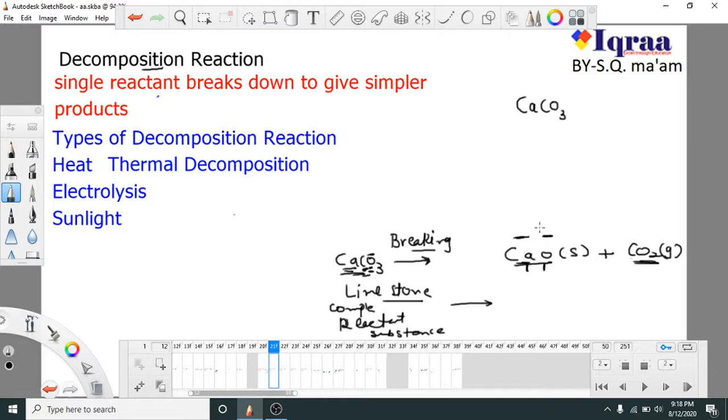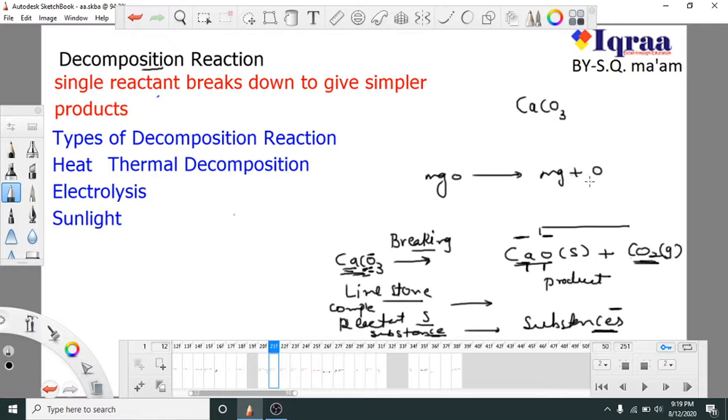So they are simpler, they are products, and substances are forming. Okay, so right now we are not going to learn about any grammar, but we have to learn that it will be singular and it will be plural, 2, 3, 4 or more. So this is clear. We can take another example, that is magnesium oxide, and it is breaking down into magnesium and oxygen. So this is also a type of decomposition reaction.